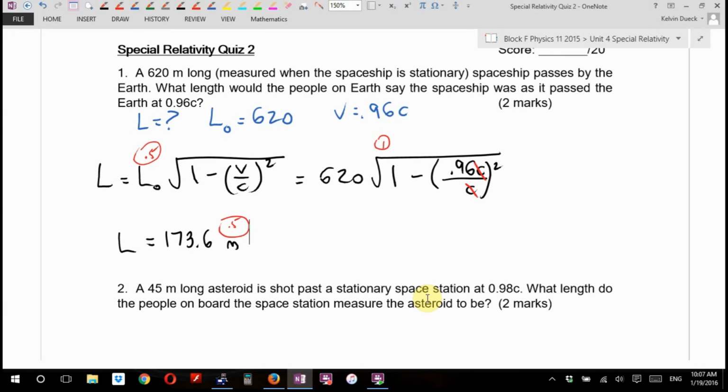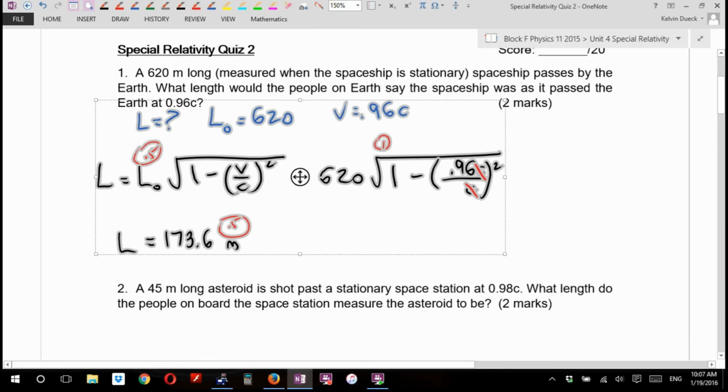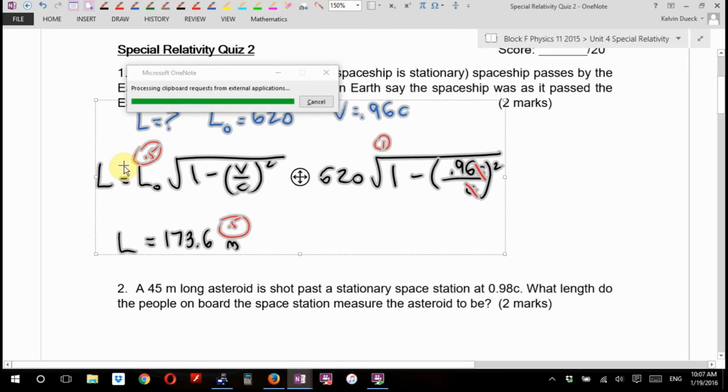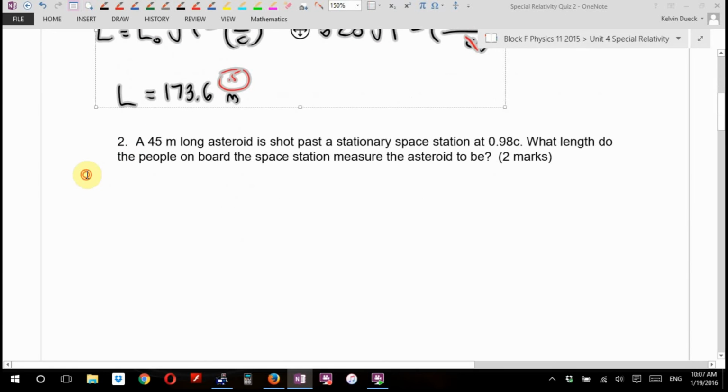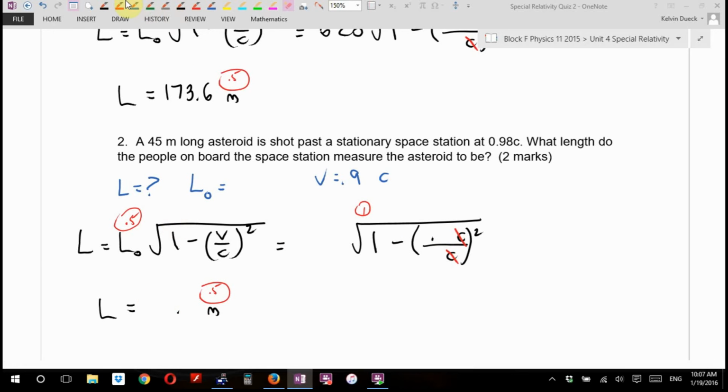What are they asking me to find in question number 2? Oh, in fact, I'm going to argue that question number 2 really is question number 1 done over again. I think I can go like this, and I just got to change some of the things. I think my L0 is different. My speed of light is different. And my answer is going to be different.